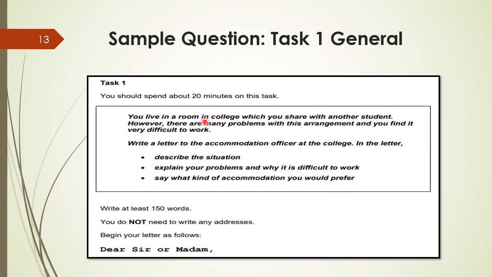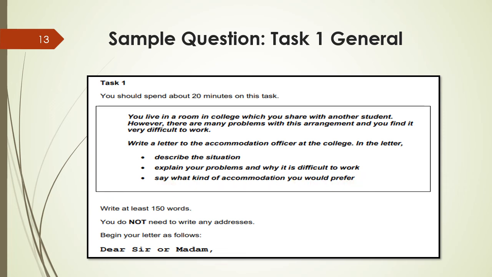You live in a room in a college which you share with other students. However, there are many problems with this arrangement and you find it very difficult to work. Write a letter to the accommodation officer at the college. In the letter, describe the situation, explain your problems and why it is difficult to work, and say what kind of accommodation you would prefer. Let me choose the pen.